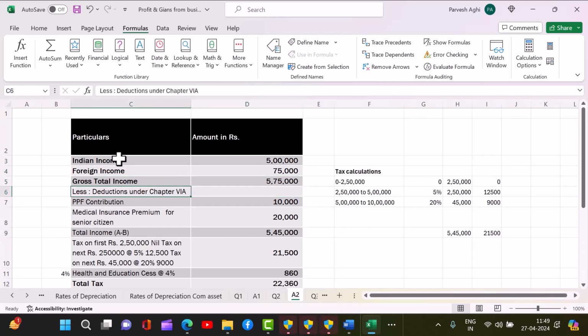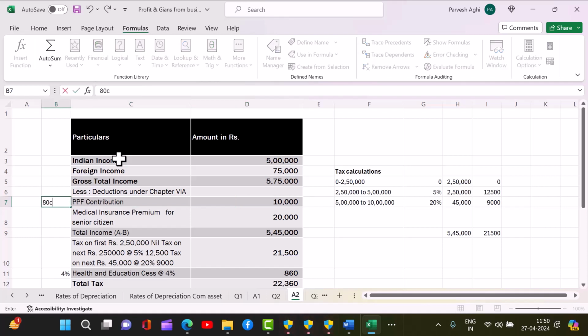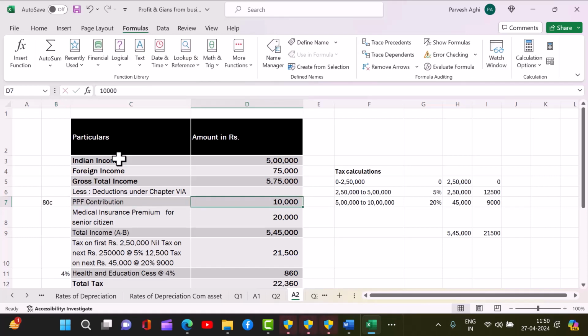Now she will get some benefit under Section 80C, because she has deposited some money under PPF. So 10,000 rupees. The limit here is 1,50,000 under ELSS schemes, under Provident Fund etc. So this is the 80C benefit. She's going to get 10,000 because she is under the normal tax regime. She will be allowed these deductions. If she would have opted for the 115BAC, that is the default tax regime, then this deduction was not allowed. So medical insurance premium for her father, who's a senior citizen, 20,000. So her total income will be 5 lakh 45,000.